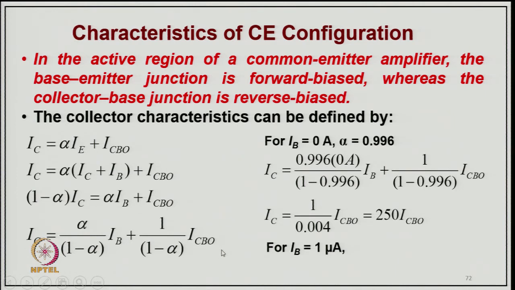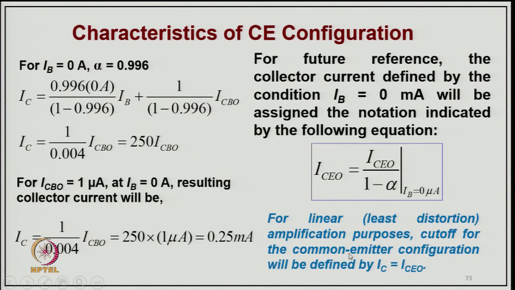So, for IB equal to 0, alpha equal to 0.996. You can write IC equal to 0.996 into 0 divided by 0.004 plus 1 upon 0.004 ICBO. So, IC will be equal to 1 upon 0.004 ICBO, that is 250 times ICBO. For IB equal to 1 microampere, IC will be 250 times that, and for ICBO of 1 microampere, IC corresponds to 0.25 milliampere.